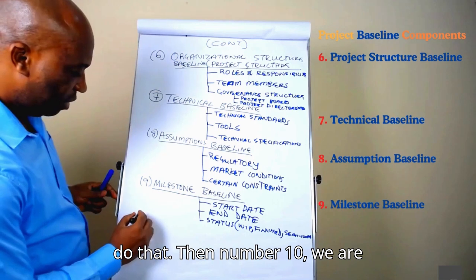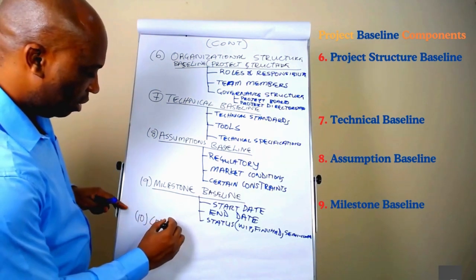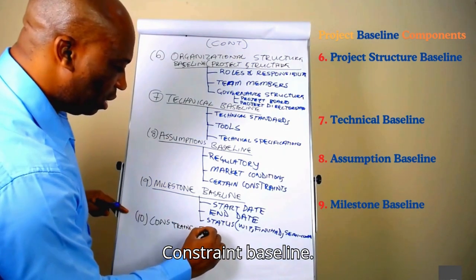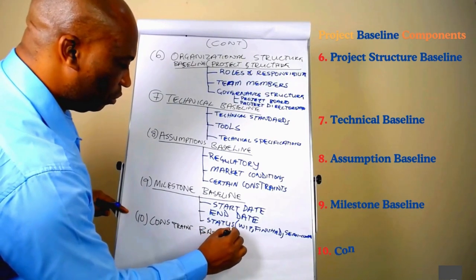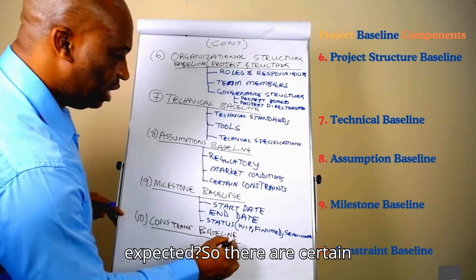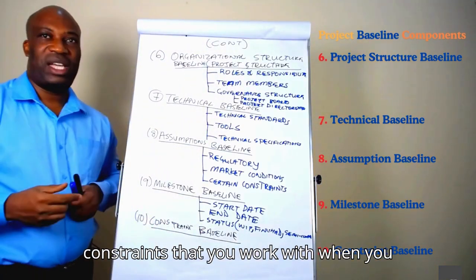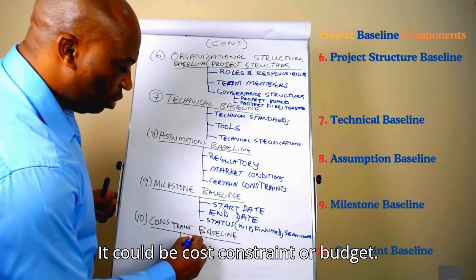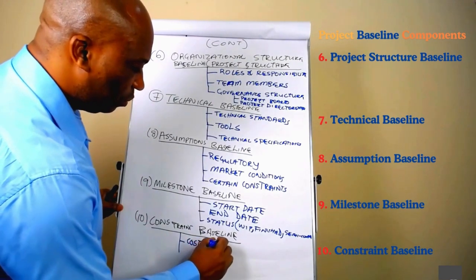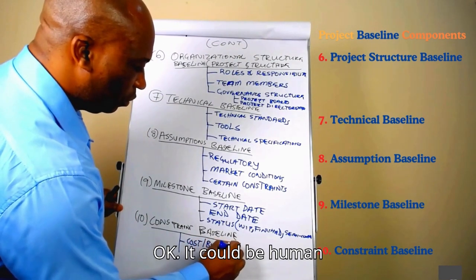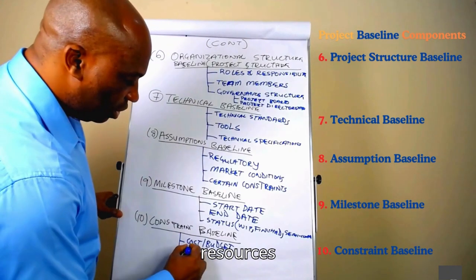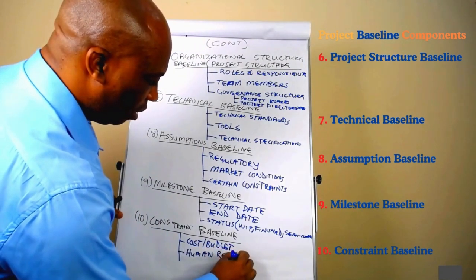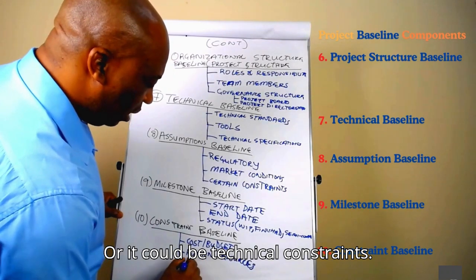Then number 10, we are looking at constraint baseline. Constraint baseline. What do we mean by this and what is expected? So there are certain constraints that you work with when you're baselining your project. Number 1, it could be cost constraint or budget. It could be human resources as a constraint, or it could be technical constraints.